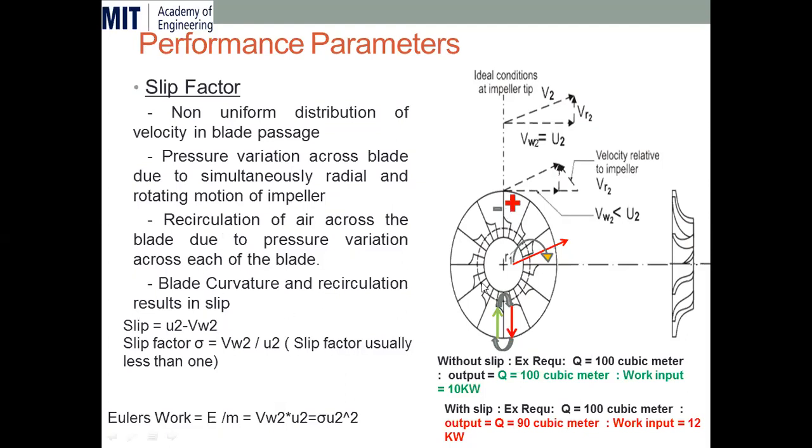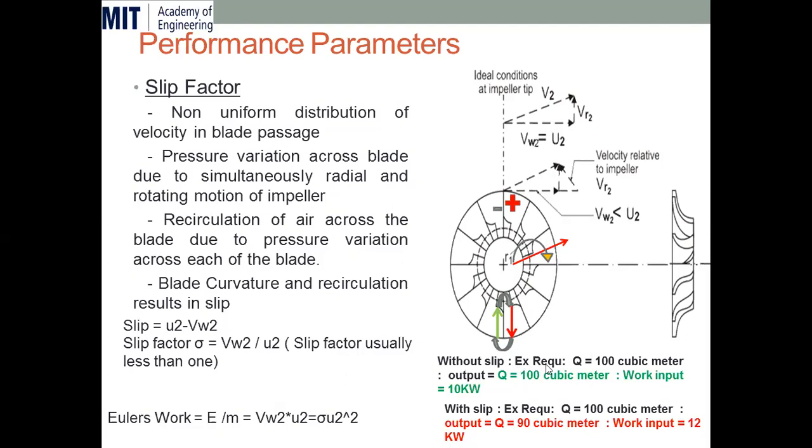This slip occurs due to the shape of the blade and due to the simultaneous radial and rotational or angular motion of the air and impeller. Due to this small recirculation of the air, some loss happens at the outlet of the compressor, and this loss can be explained by giving an example.